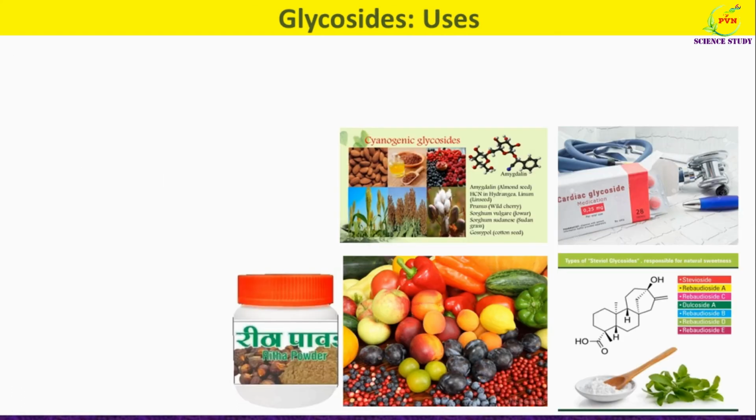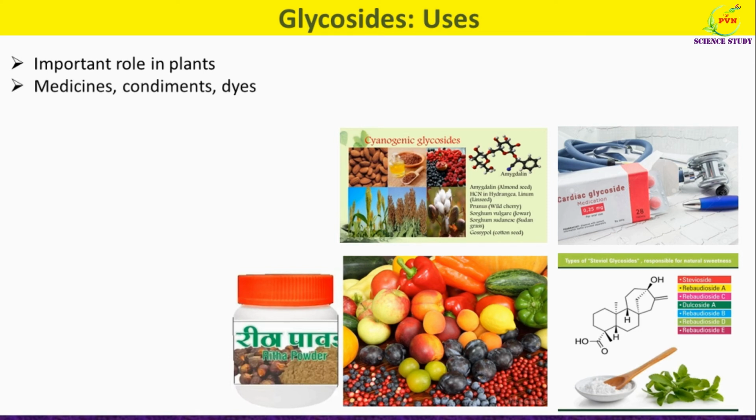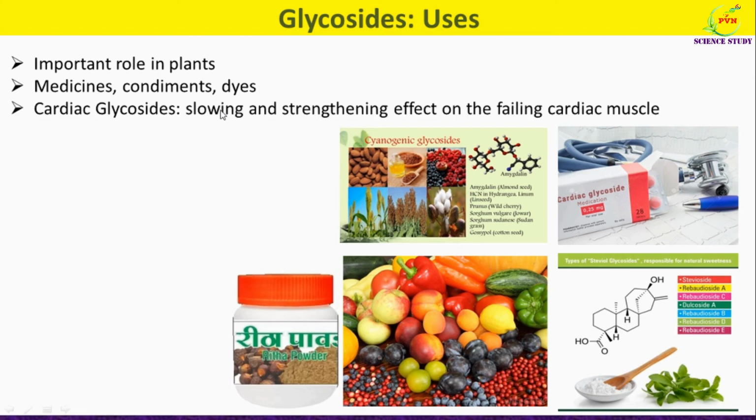Dear students, now we will see uses of glycosides. Glycosides play an important role in plant life by participating in regulatory, sanitary, and protective functions. Glycosides are also used for the production of various medicines, condiments, as well as dyes. Cardiac glycosides show a slowing and strengthening effect on the failing cardiac muscle. So this is the photograph of cardiac glycoside medicine.